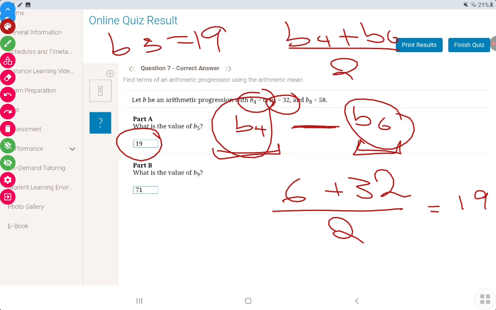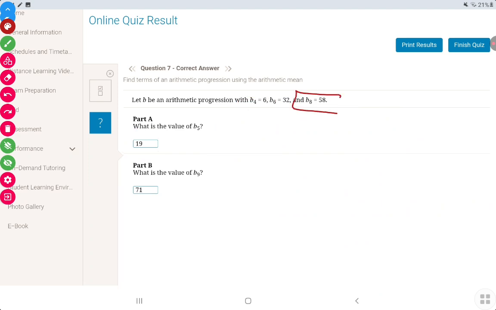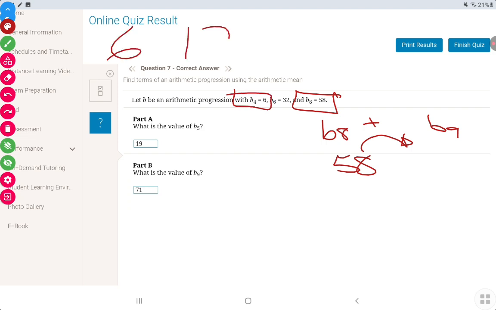Now they want the value of b9. They gave us b8, okay? In an arithmetic progression, we know that it increases by the same amount every time. So we can just see what the difference is and add it so we can get b9. Now we don't know what the difference is, but we can find it. We have b4, we have b5, we have b6, okay? We can use any number subtracted by the number before to get the difference.